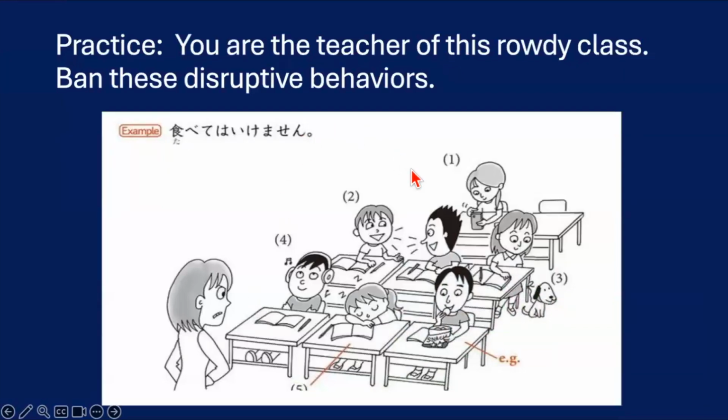So there's another practice. You are the teacher of this rowdy class. Ban these disruptive behaviors. So now, like number one, you can say, okay, you must not use your smartphone. スマホを使ってはいけません. 使う is the verb, and the te form, it's a u ending, so 使って, so 使ってはいけません. So on and so forth. All right, so I hope you will try telling these students not to do things.